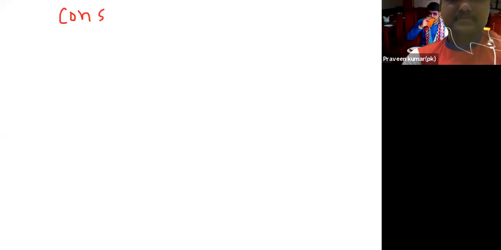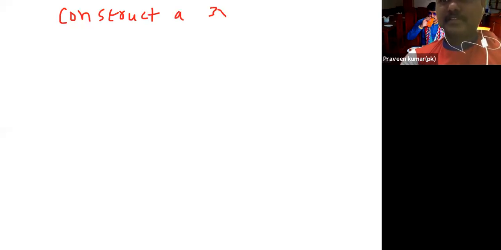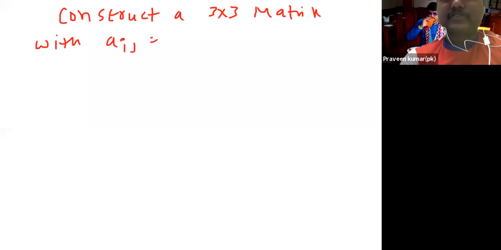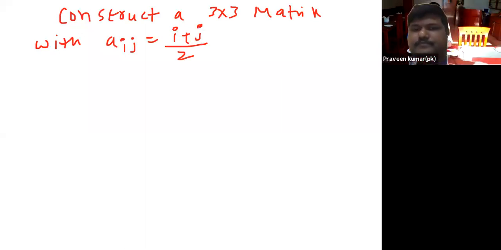Construct a 3 by 3 matrix with Aij equal to i plus j divided by 2. Nice question, no? Can you try this? Try with 2 minutes time. You can say the answer. Do slowly.